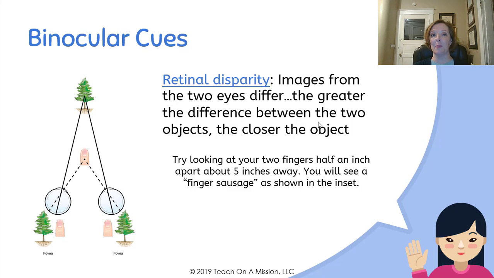And the last type of binocular cue is retinal disparity. Basically, images from the two eyes are different. The greater the difference between the two images, the closer the object. So what I want you to try to do is replicate what is happening in the picture. Try looking at your two fingers half an inch apart, about 5 inches away. You will start to see a finger sausage, just like in the inset. If you can't quite get there, we will try it again in class as well as some other demonstrations.